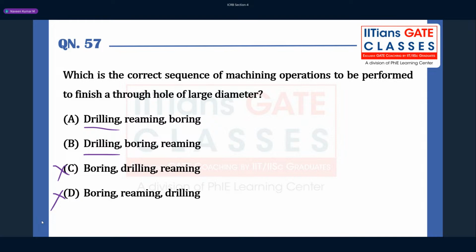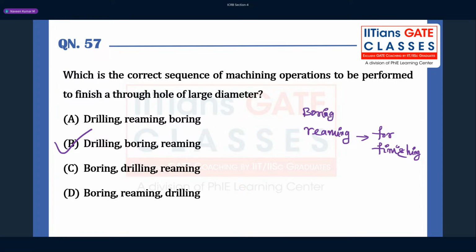After drilling, you will not do the surface operation, right? You will do the enlargement of holes. So then boring, then surface finish operation, reaming. So the answer is very simple. Drilling is the first step, followed by the enlargement of size, and then finishing of the hole, right? Reaming for finishing, and boring is enlarging the hole.